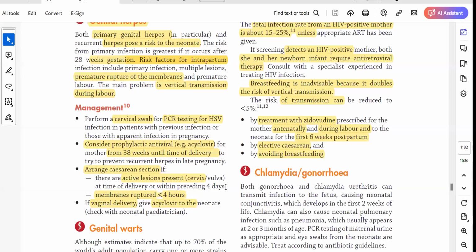Now, even after that, if the patient refuses a C-section and goes for vaginal delivery, then after birth you need to give oral antiviral like oral acyclovir to the baby.